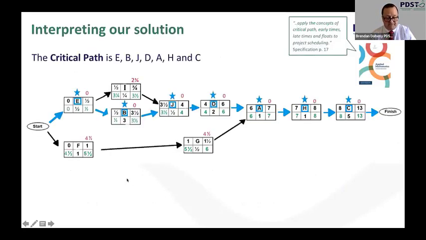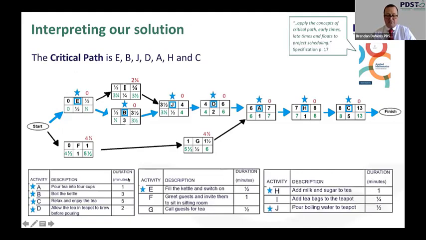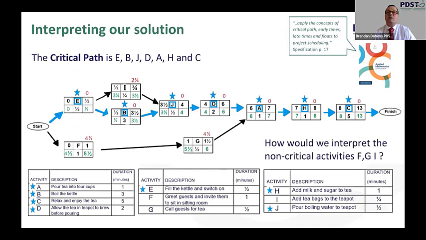Now let's interpret the solution. We have the solution there, and we have our list of activities beneath it. Our question might be, how do we interpret the non-critical activities F, G, and I? We'll consider in this webinar two of these activities, F and G, and I'll allow you to consider activity I on your own. Activity F has an early start of 0 minutes and a late start of 4.5 minutes. So we can delay F by 4.5 minutes without affecting the overall schedule.